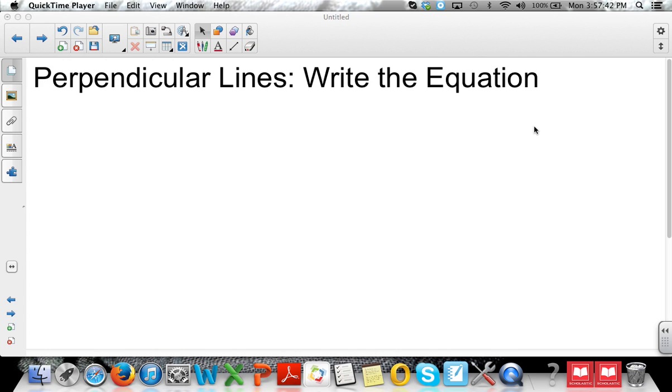Okay, so there's a couple other things I want to cover. Perpendicular lines, when you're finding the slope, I want to go over how to do that. It's the negative reciprocal. That's just a phrase you need to remember forever and ever with math. Perpendicular lines, it's the negative reciprocal.